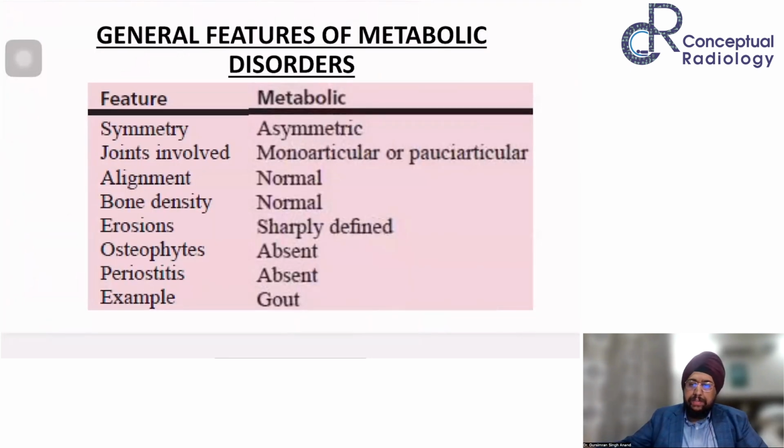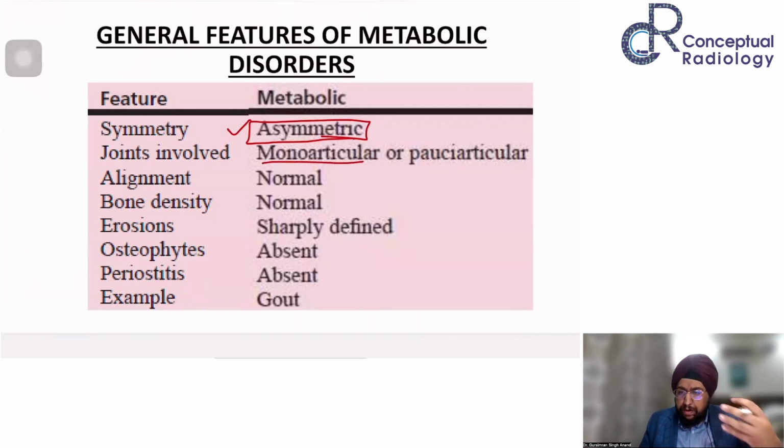So while we had started with the general features of arthritis, we had discussed the general features of your metabolic disorders. Let us again revise those important points before we proceed with the individual features of every metabolic disorder. First of all, they are asymmetric. Inflammatory disorders are symmetric, while degenerative and metabolic disorders both are asymmetric. Inflammatory disorders are polyarticular, degenerative are mono, and metabolic can be mono, can be polyarticular.